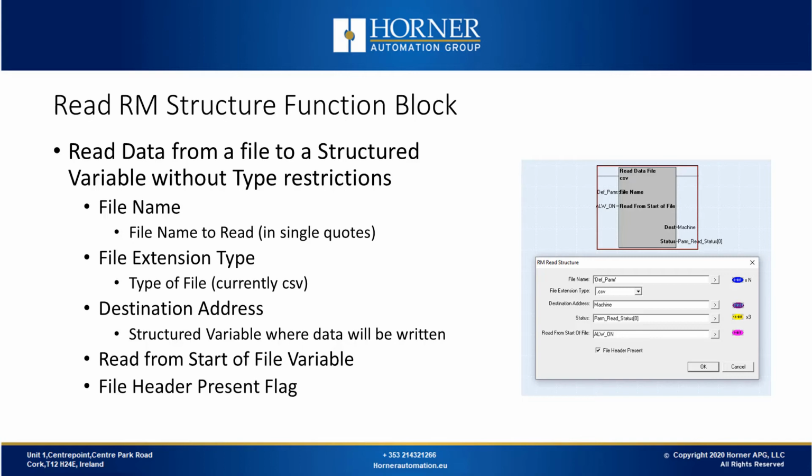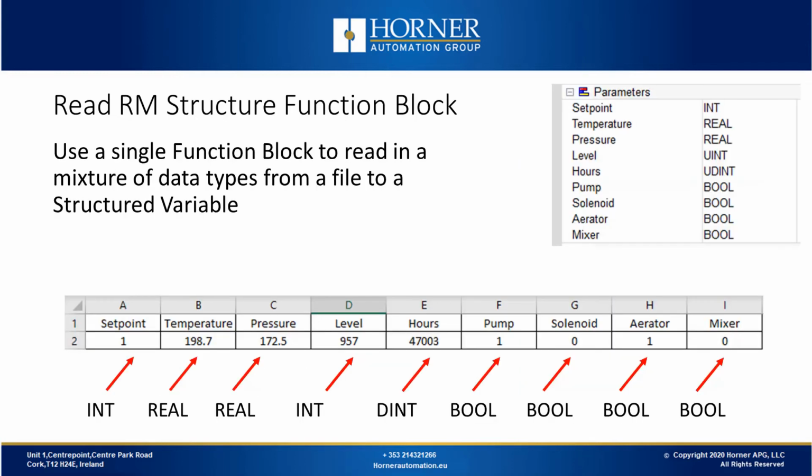You have to select the destination address, which is the structured variable where the data will be written. You have to assign a Boolean bit, which specifies whether you're reading from the start of the file or not. There's also a checkbox for whether there's file headers in the file or not. The read removable media structure function block allows you to use a single function block to read a mixture of data types from a file to a structured variable. As long as the structure has been designed to match the data types of the file, it's a seamless process. So it's much simpler than the regular read removable media function block.